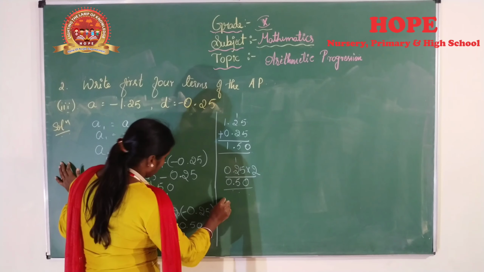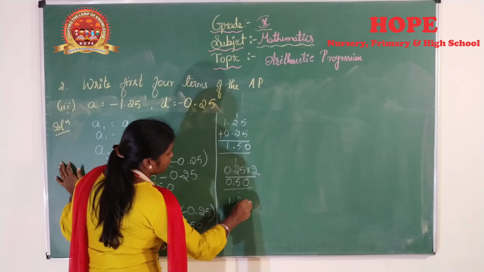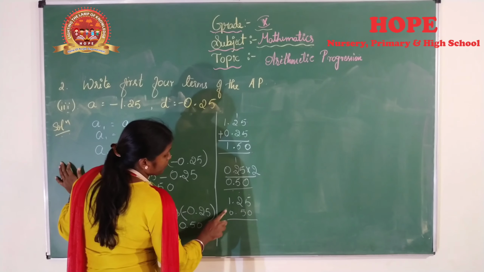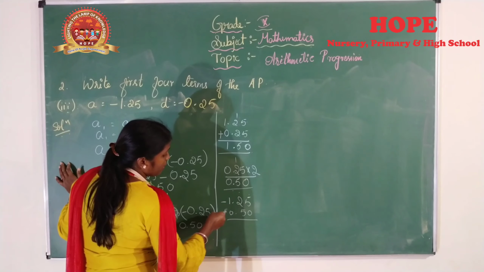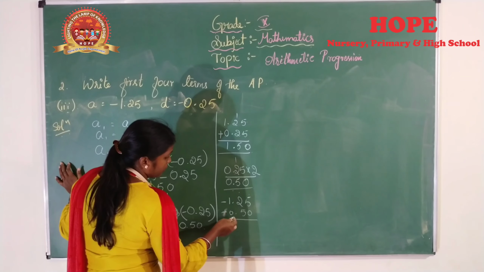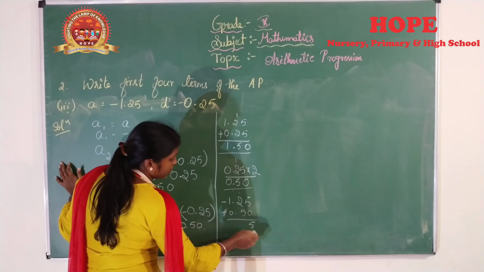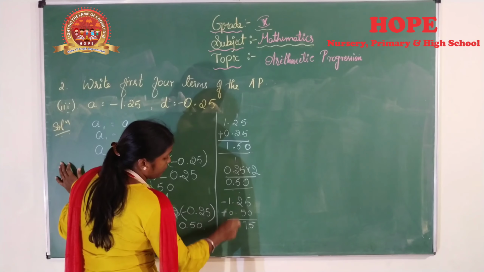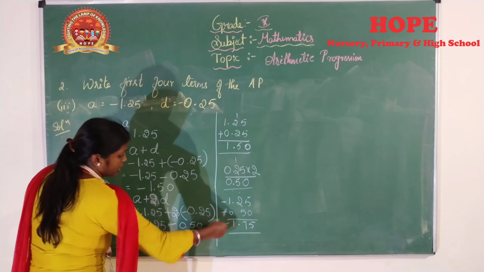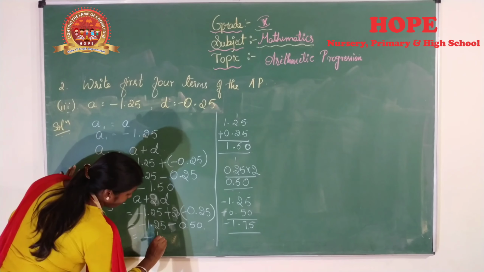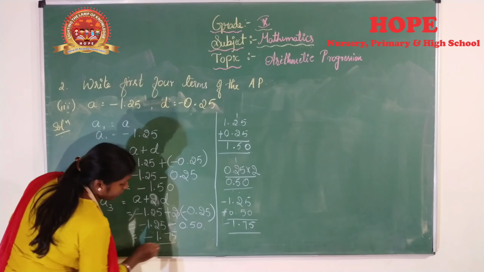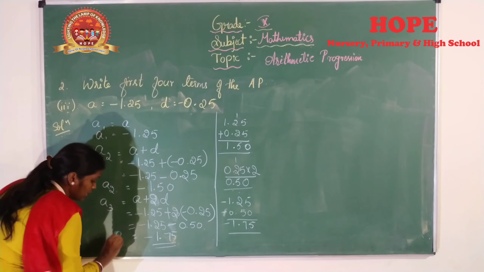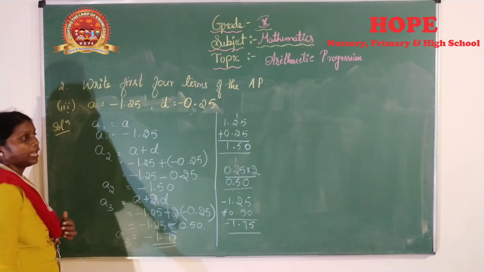So it will be like 1.25 plus 0.50, how much? Minus 1.25 minus 0.50, that will be how much? 5 down, and 2 plus 5 is nothing but 7, 1 as it is. So it will be minus 1.75. This is the third term, A3.